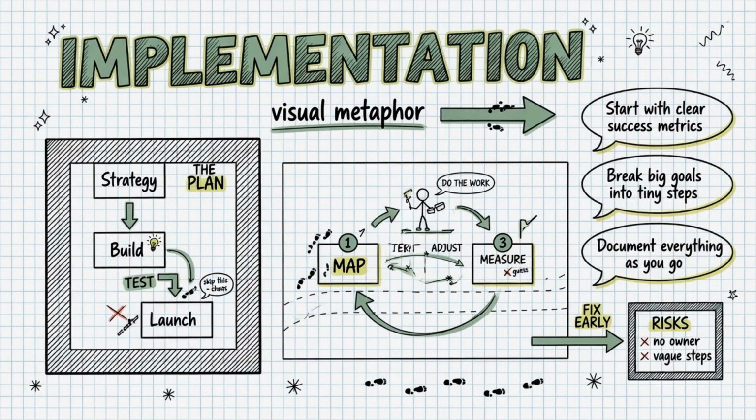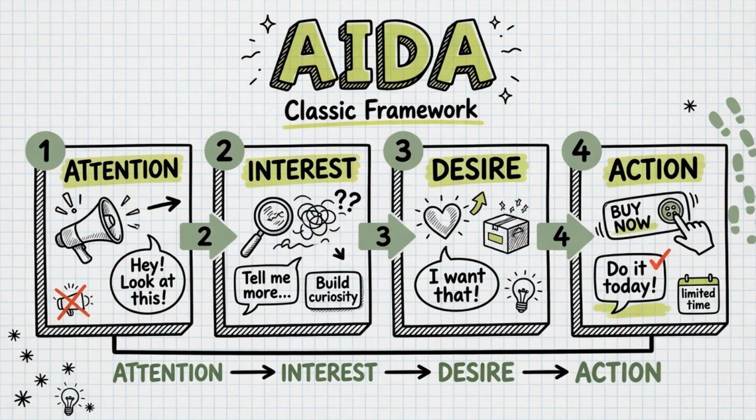Implementation. The reader has to leave with a step. Pick one. Apply it tomorrow. The post is doing its job if the reader takes a step, not if they finish. Result. What the world looks like after the step. Concrete. Verifiable. The $10,000 ad figure when possible.